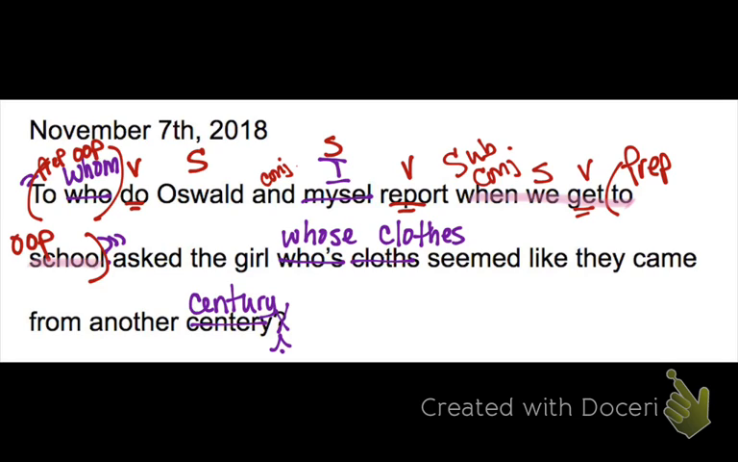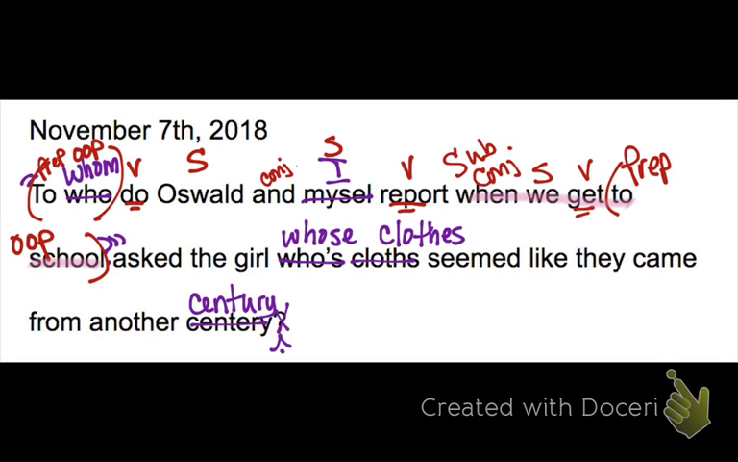Can I move when we get to school? To whom do Oswald and I report? Yes, and it still works, right? So I know I have a legit subordinate conjunction. It's not connected to anything other than the main sentence, right? And you can maneuver it around, right? Remember that. That's going to be really important, okay?